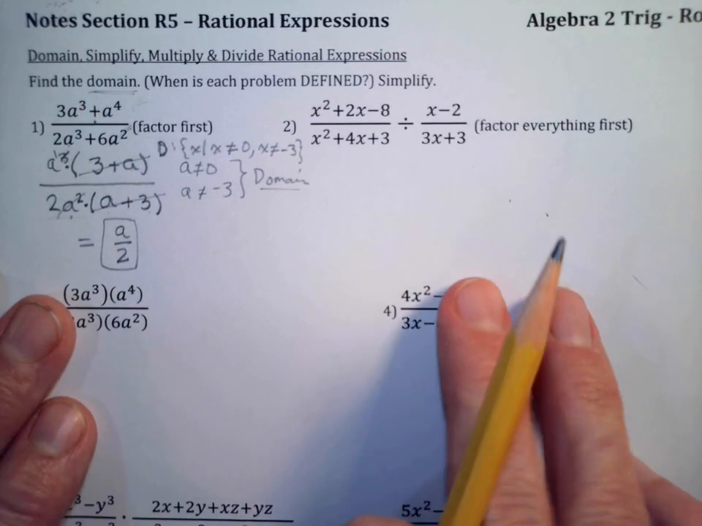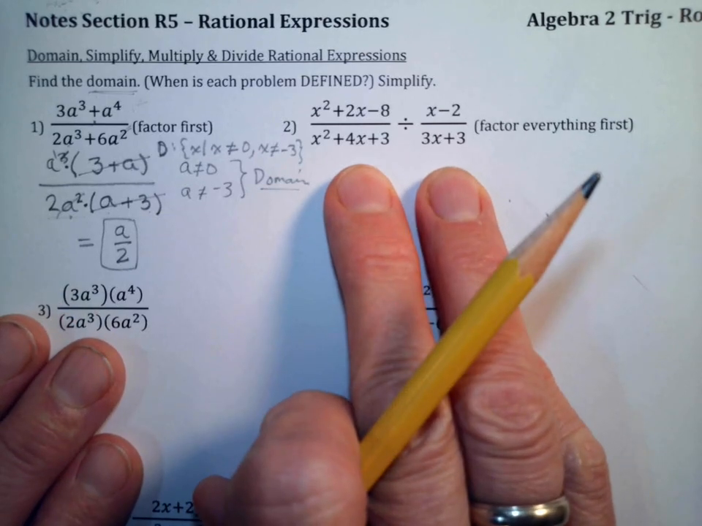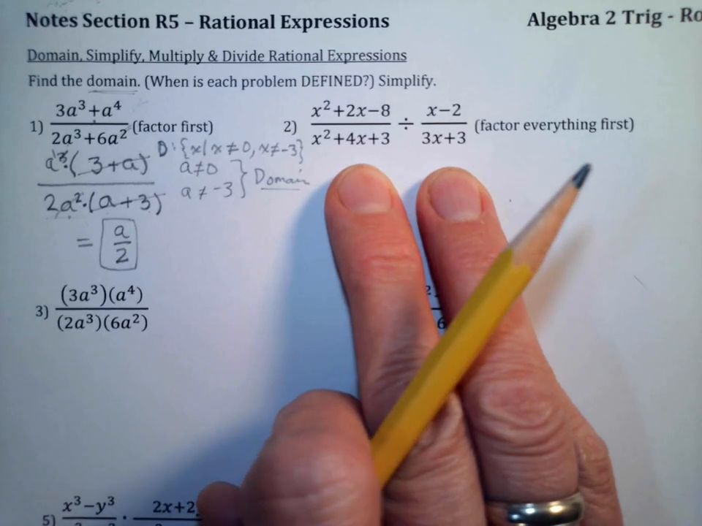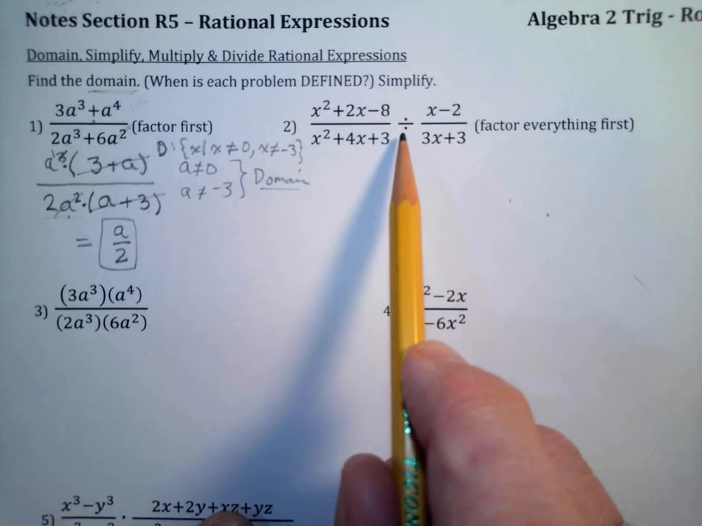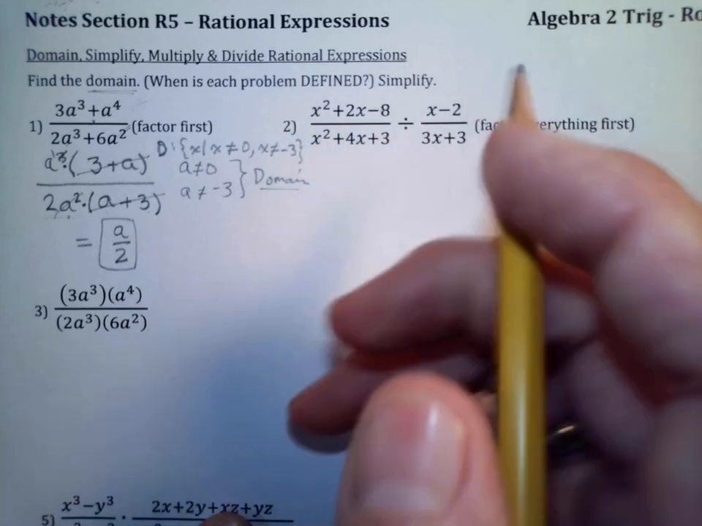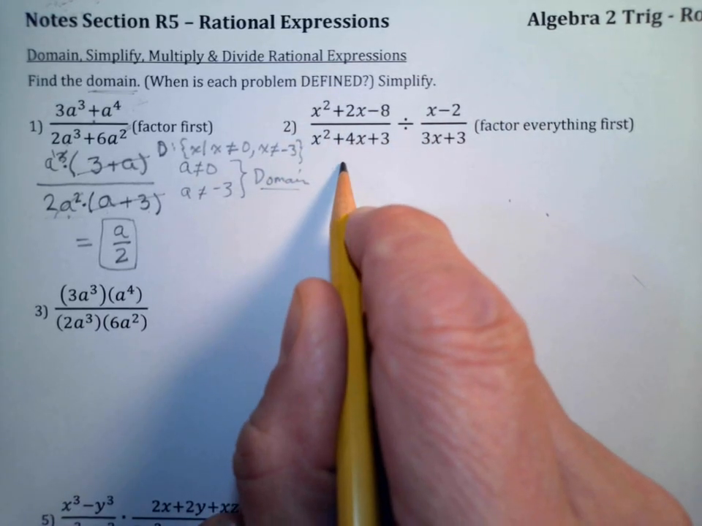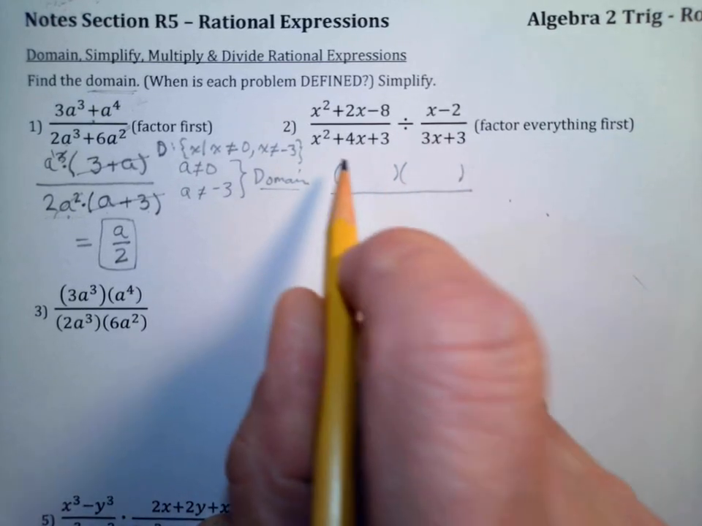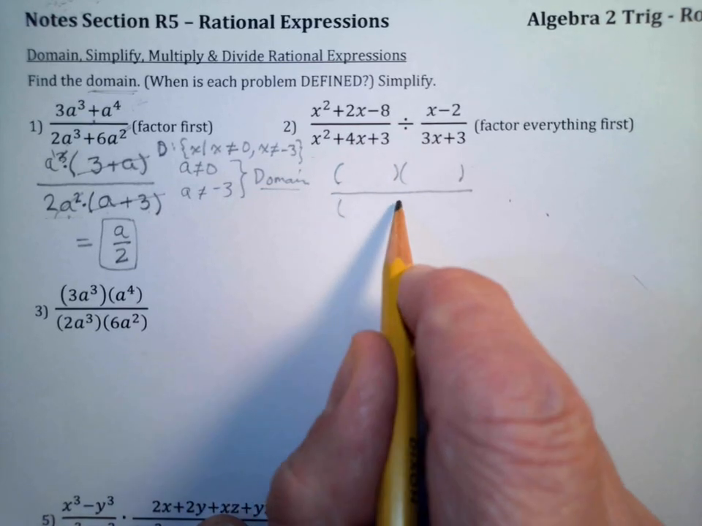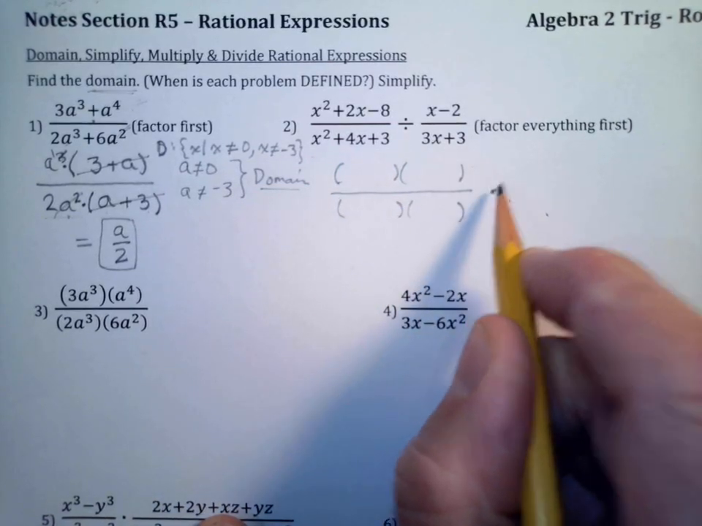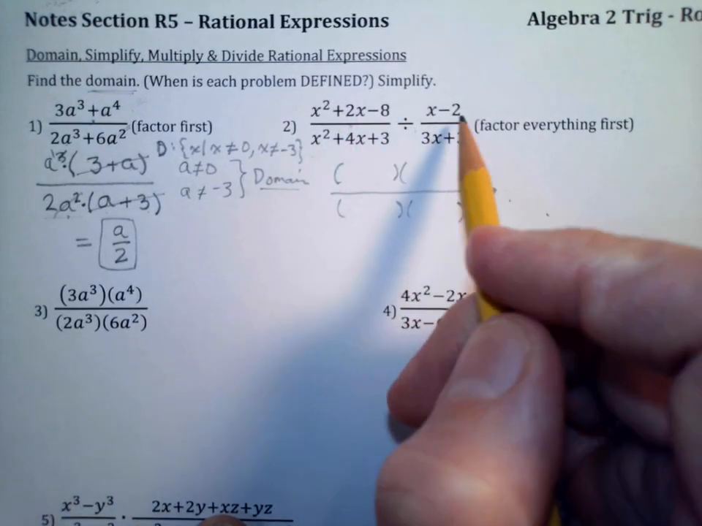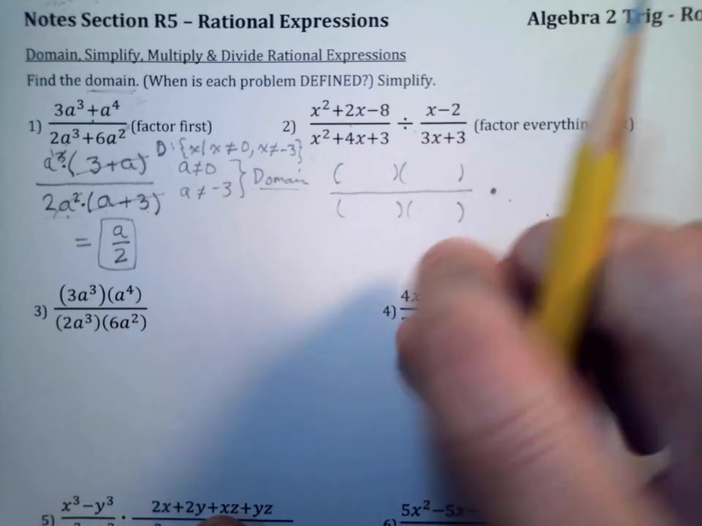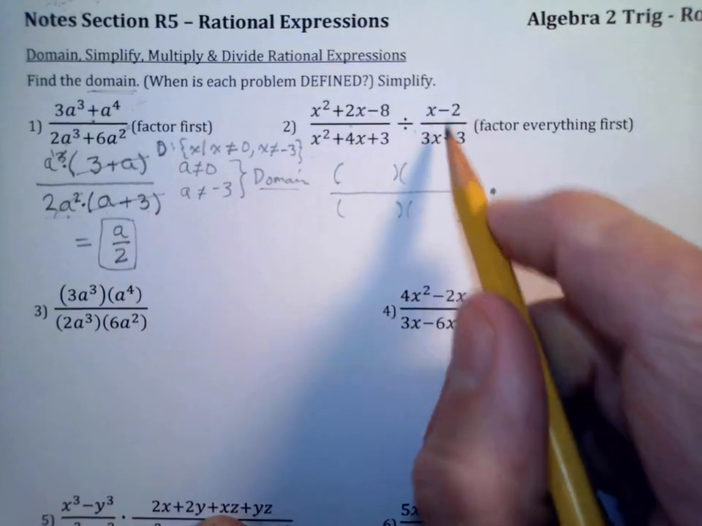Okay, let's move on to the next one. Number 2, and you might try some of these on your own. Pause the video, see if you can do them on your own. You want to factor everything and turn this into multiplication. So the trinomial, we're going to factor that into 2 binomials. And this is going to factor as well into 2 binomials. And then we're going to multiply. We're going to keep, change, and flip, right? We're going to keep this in factored form, but not switch it, times the reciprocal.